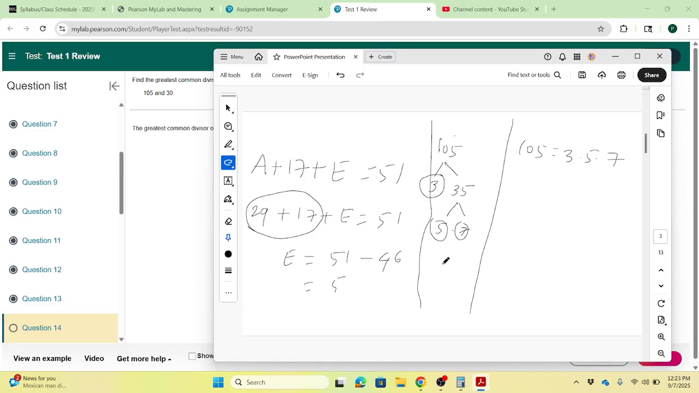And what about the 30? 30, it's 2 times 15. So this is the prime factor. 3 times 5, these are the prime factors. So these are the factors of 30, which is 2 times 3 times 5.